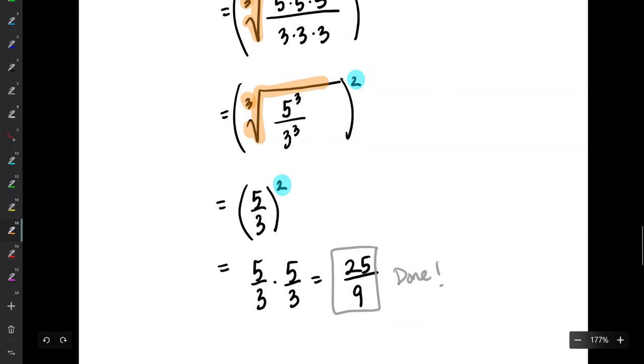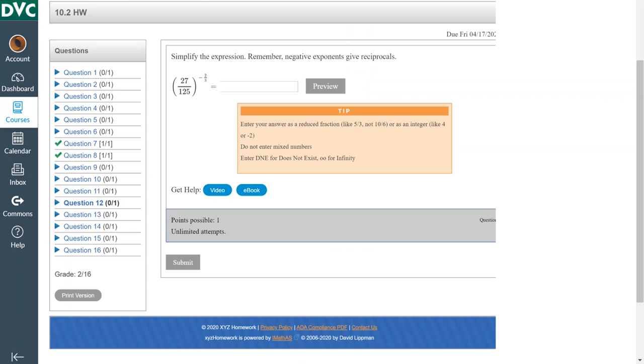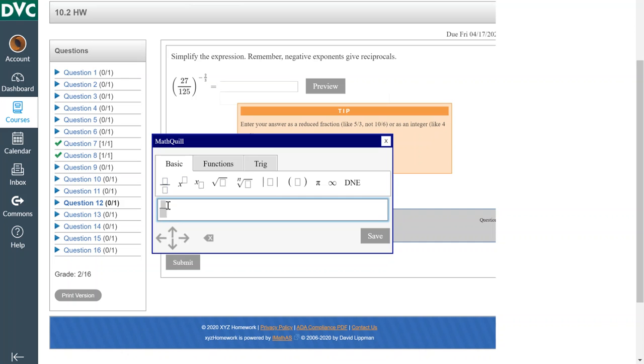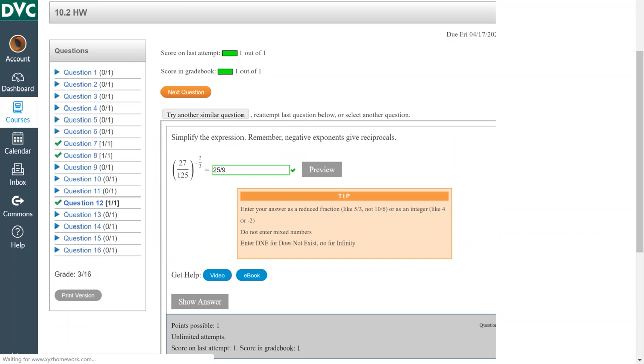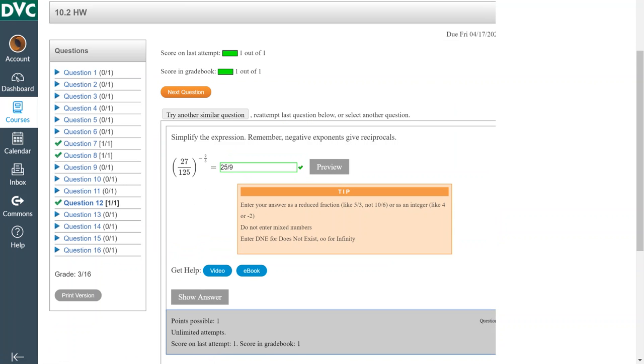So let's go ahead and put that in the computer and see that we're correct. So it's 25 divided by 9. I can enter it like that with a backslash, or I can use my little arrow. 25 over 9, save. Yep, that's what I want. And we did great. All right, so that concludes our video of covering question number 12.